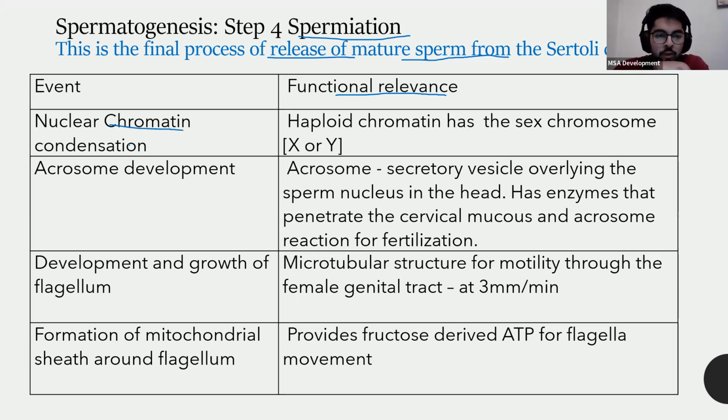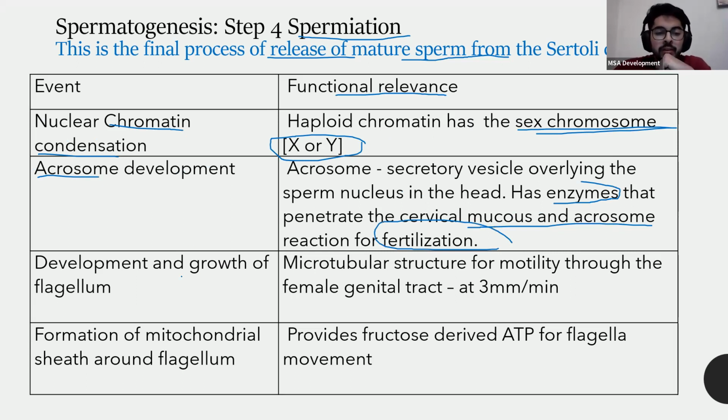So we have nuclear chromatin condensation. We said that this is very important because they have the genetic information about the chromosomes, X or Y, boy or a girl. Okay. We have the development of the acrosome, which is very important, which has the enzymes that are going to help in penetrating through the zona pellucida and help in fertilization.